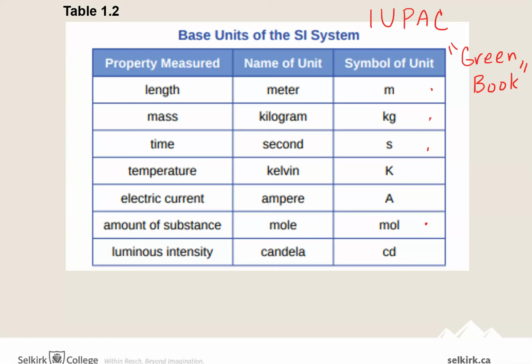The final unit that you know already is for the amount of substance, and the word is MOLE, and the unit is MOL without the E. Why? Because one's the symbol and one isn't.